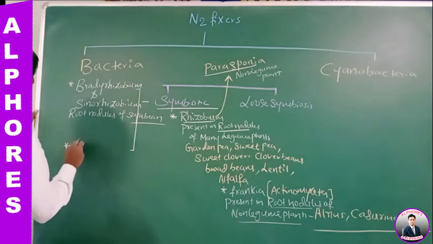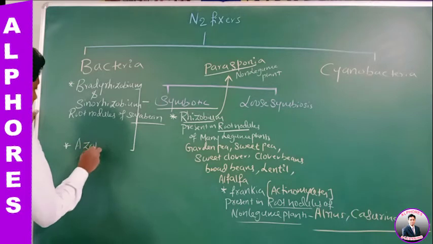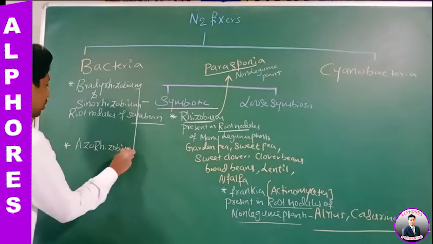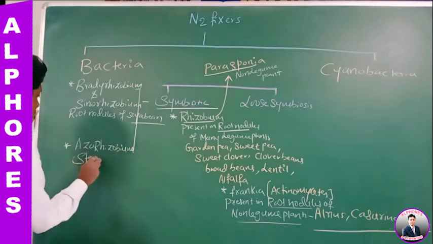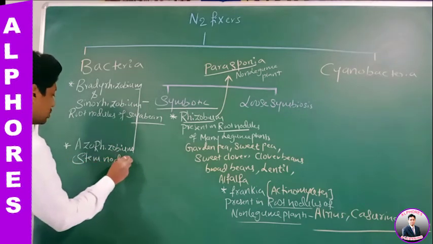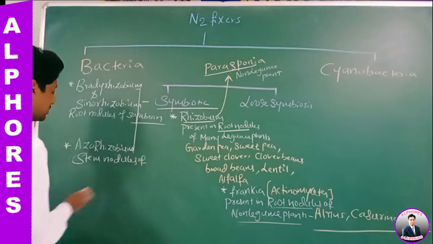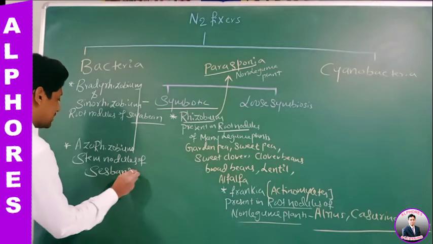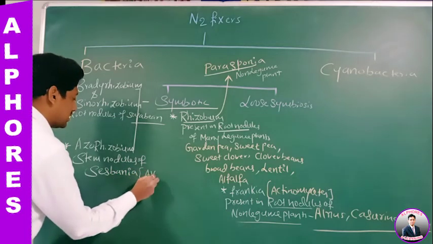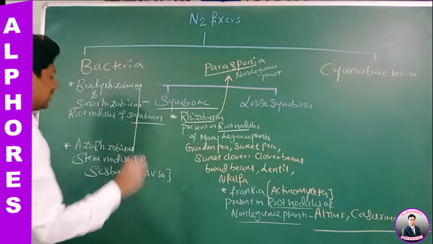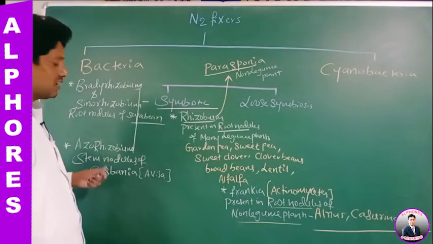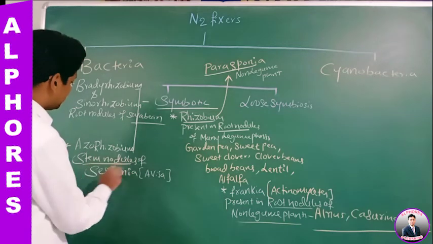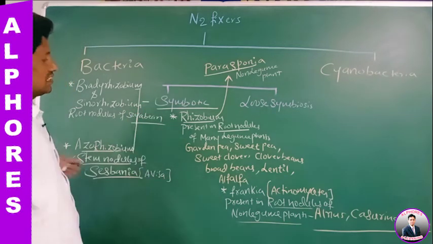Whereas Azorhizobium, what is it? Azorhizobium is present in stem nodules of Sesbania plants. What is the common name of Sesbania plant? Therefore, Azorhizobium is present in the stem nodules of Sesbania plant.